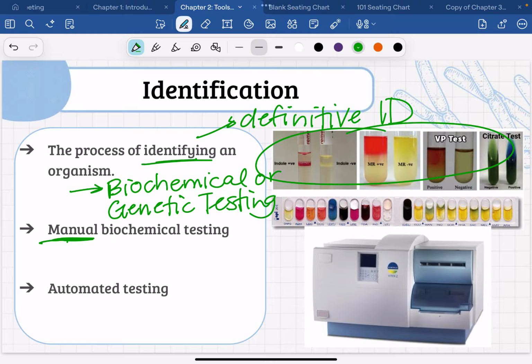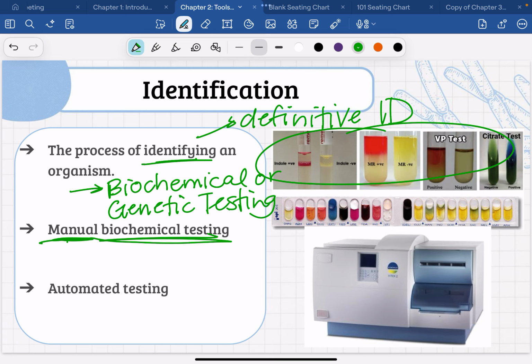And after we did all of that testing, we would look it up in a manual, and there would be a manual that said, this organism is positive for this, negative for this, positive for this, positive for this, negative for this. And you'd have to line them all up and figure out which organism it was based on what it tested positive for. Okay, so that was manual biochemical testing. And that was done for decades.